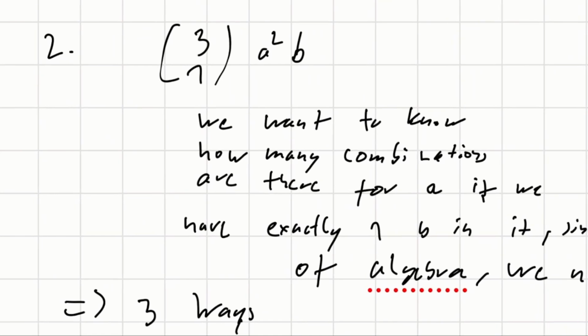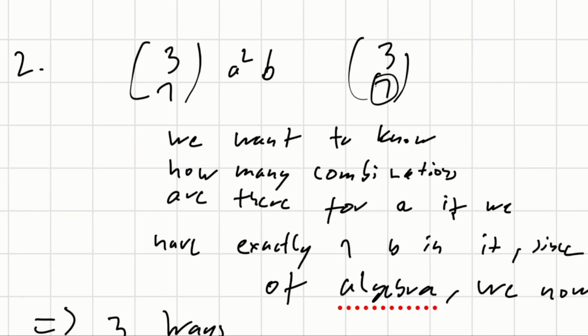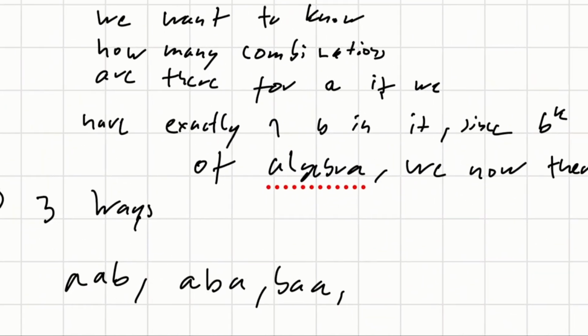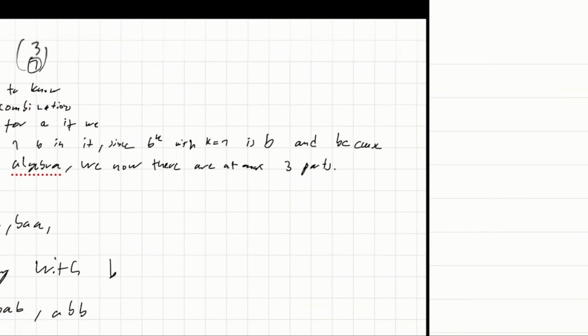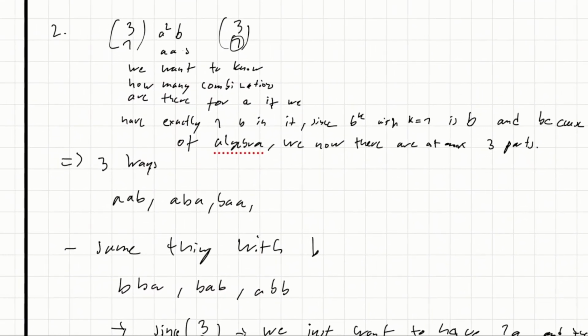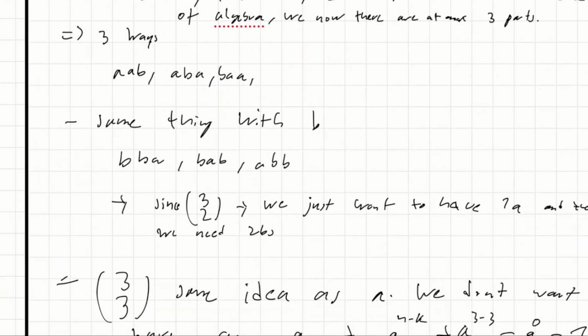So 3 over 1, a squared b. Remember there's a correlation between k and a. There are always 3 elements which are being combined. So we look at how often a squared can be combined: 2 A's with 1 B. In this case, with k equals 1, we know we have at least 1 B, and there are 3 ways: AAB, ABA, and BAA. Same thing with b squared, just with BBA, BAB, and ABB.